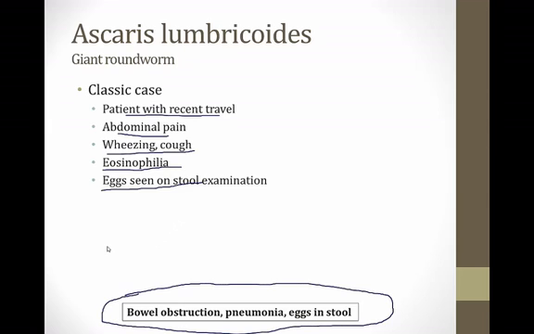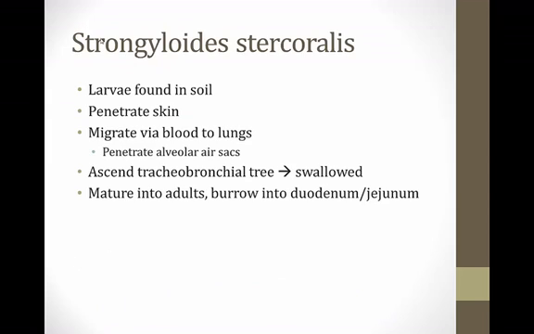The next intestinal roundworm is Strongyloides stercoralis, and this one is different because it penetrates the skin. You don't get this by ingestion of the worm or the eggs. So the larvae of Strongyloides are found in the soil, and if it gets onto your skin, the worm can penetrate the skin, and then it migrates via the blood to the lungs, where it penetrates the alveolar air sacs.